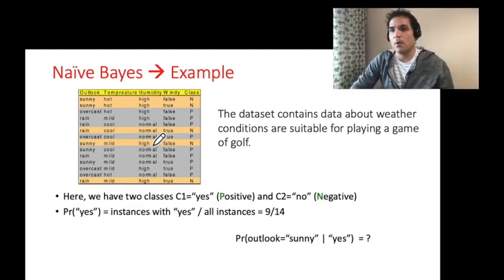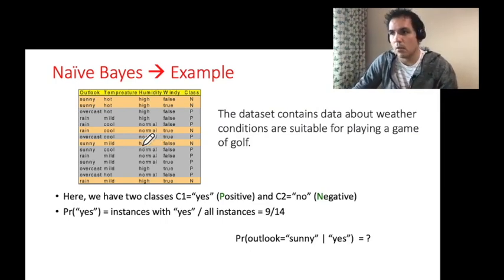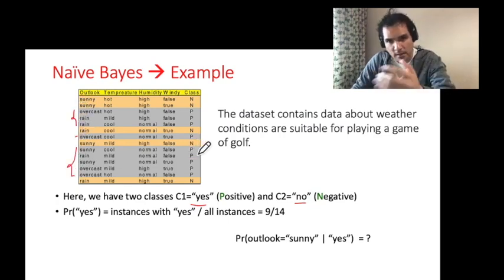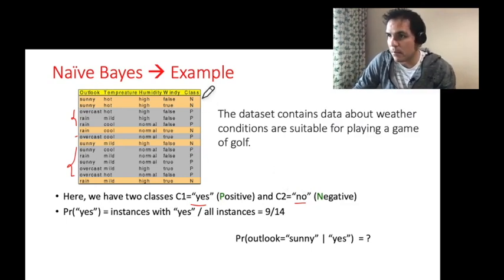Okay, so basically what we have to do now is, first step, we have two categories or two classes. One is going to be yes, and the other one is going to be no. And yes means that it's positive. So basically all these ones are positives, or yes, the player decided to play, and negative means that the player is not playing. Okay, so these ones here are the negative ones.